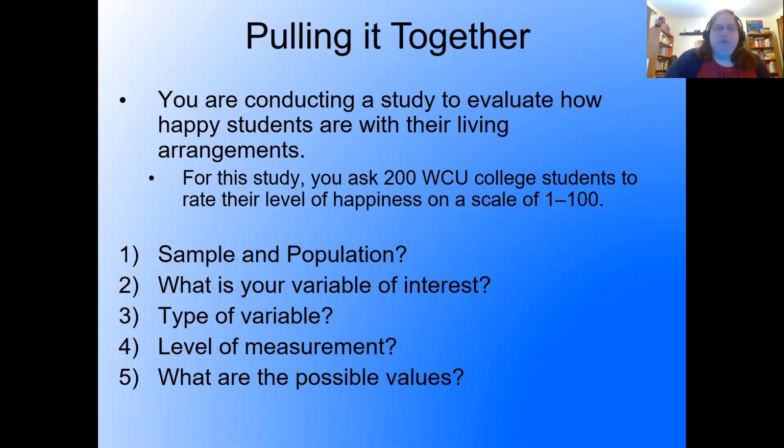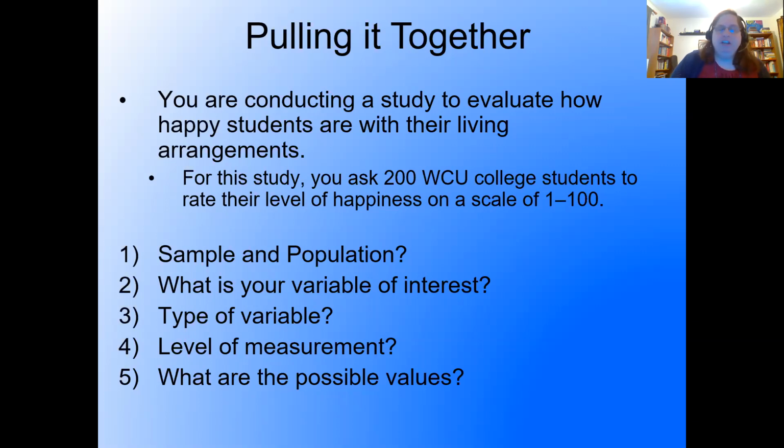What's the variable of interest? What are we measuring here? It's level of happiness. How about the type of variable? The type of variable, well, it looks numeric to me. We're measuring things on the scale from 1 to 100. That looks pretty numeric. Okay, now we come to level of measurement.